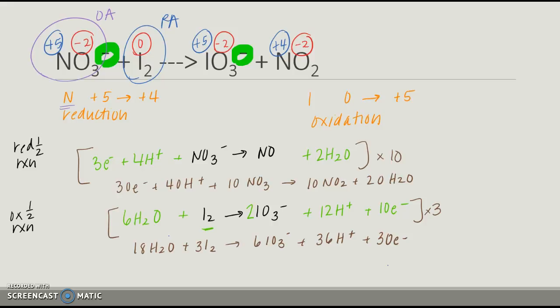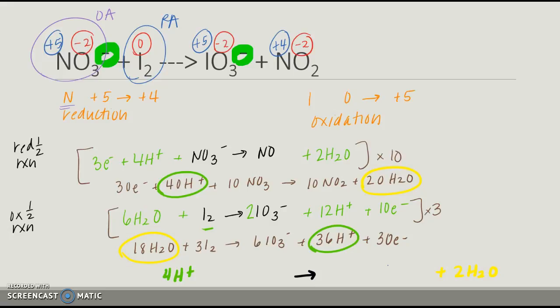Remember, if I see something on both sides, like this and this, that means they're going to cancel out, so I'm going to have 2 waters on this side. If I were looking at H's, these and these, there's 40 on the reactant side, there's 36 on this side, so the H's are going to be on this side. And then here's my arrow between the 2. So you're trying to cancel out things that show up on both sides.